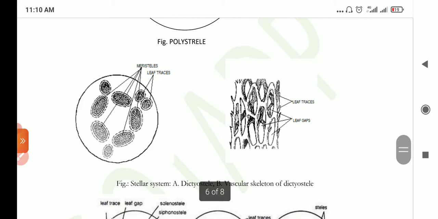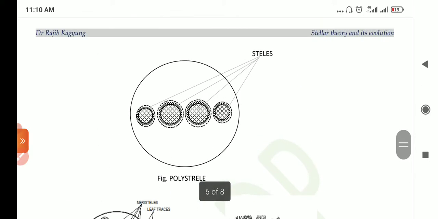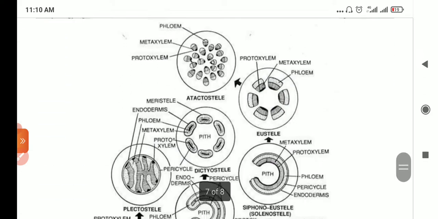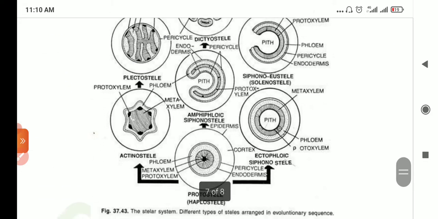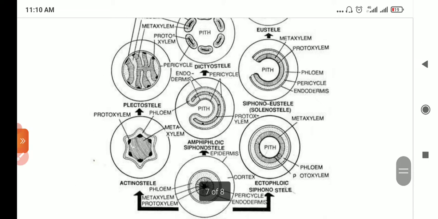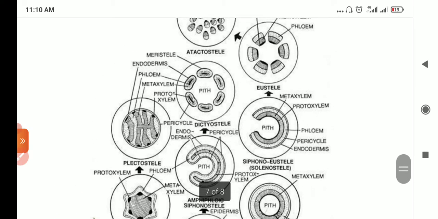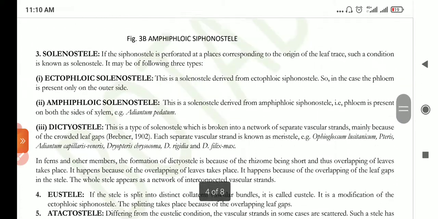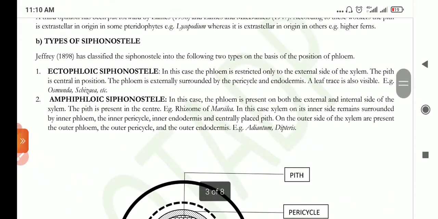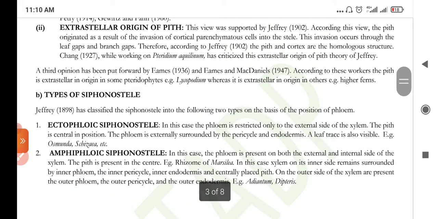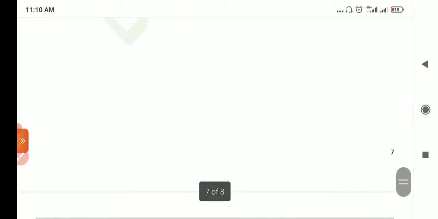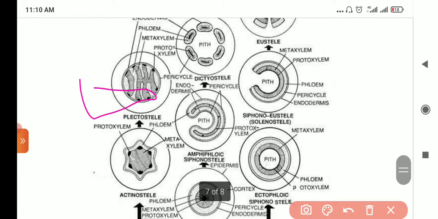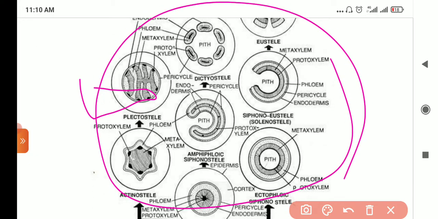Now these are the different types of polystely, where you have steles in small circles. From the diagram, it will be very clear. If you draw just this main diagram, it's more than enough. These diagrams are meant for your understanding, so write just the text part and then the big diagram showing the evolution as a whole. Don't draw all those other diagrams. Thank you.